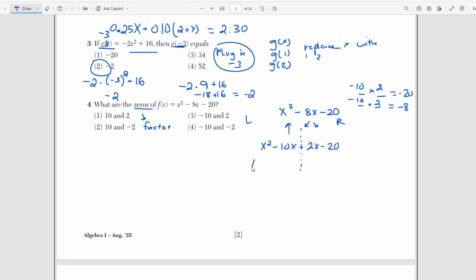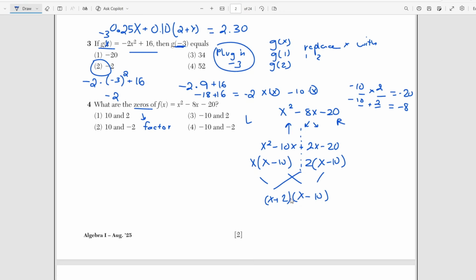So on the left-hand side, I'm going to take away x. So x goes into x squared, and x also goes into negative 10x once. So when I take it away, I get x minus 10. Over here, 2 goes into 2x and into negative 20. So if I divide 2 from, or take away 2 from both of these terms, I get 2 times x minus 10. Now I can combine both of these parentheses into 1, and I can combine both of these into 1. I'm left with x plus 2 times x minus 10, okay?